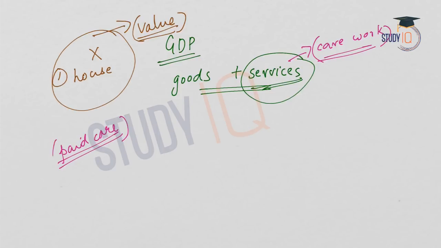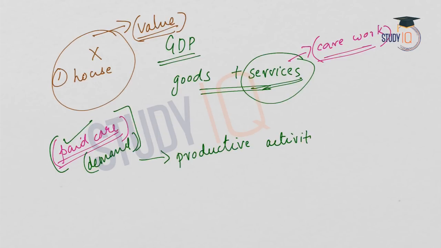What will happen? More people will take up jobs in the paid care sector because they are provided adequate income or wages and this sector is well developed. There is also huge demand for paid care. Because of all these factors, more people will get employed in paid care. Those who are now engaged in unpaid care will move into more productive activities and these people are paid also. So this will be added to GDP.